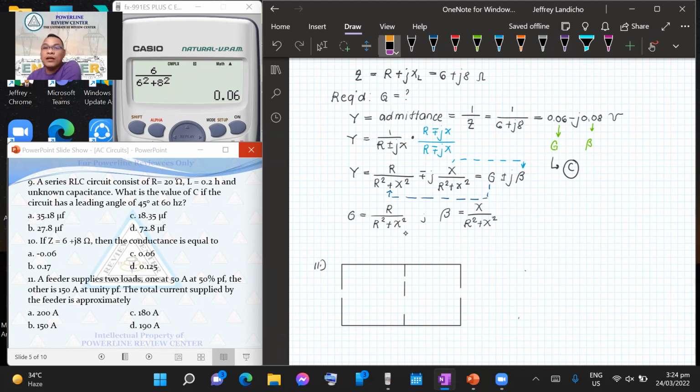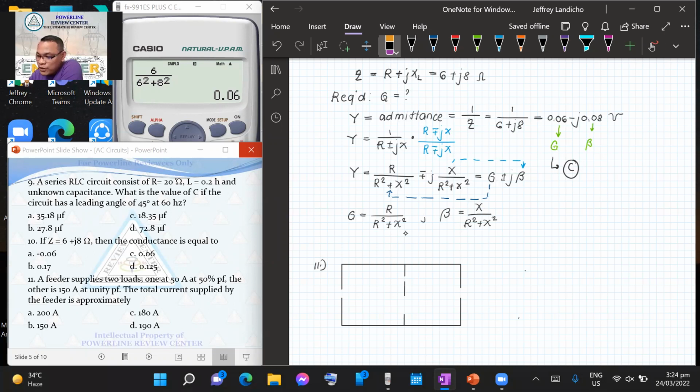Kailan ba magiging 1 yung ating cosine? If the angle theta is 0. Ano ibig sabihin? The phase difference between voltage and current is 0. So, ano ibig sabihin nun? They are what? In phase. So, kung in phase sila, ano ang ating circuit parameter? So, that should be resistance.